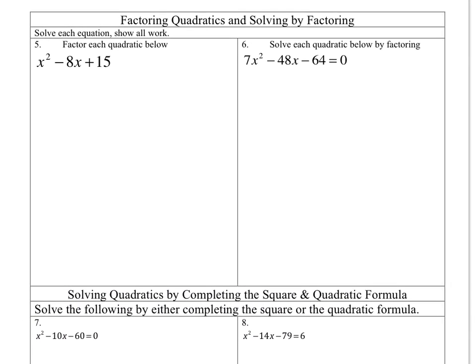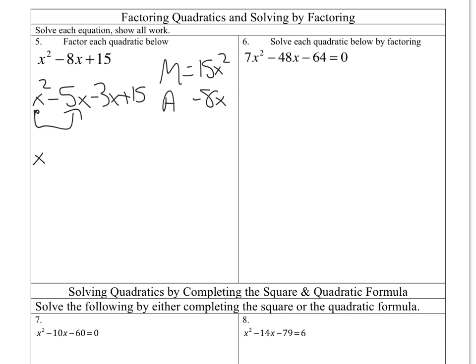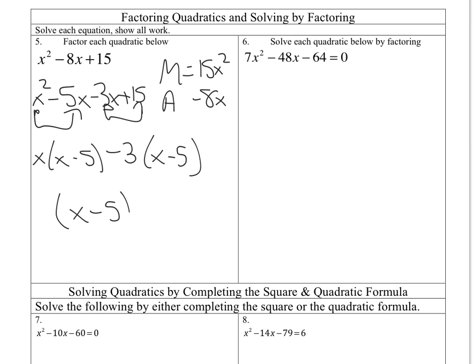Factor. So, multiply the first and the last. That is 15x squared. You want to add to that middle term, negative 8x. That's going to be the numbers negative 5 and negative 3. Minus 5x, minus 3x, plus 15. Now factor. I can take an x out of there, x minus 5. I can take a negative 3 out of there, x minus 5. And then I write x minus 5 in one set and x minus 3 in the other.